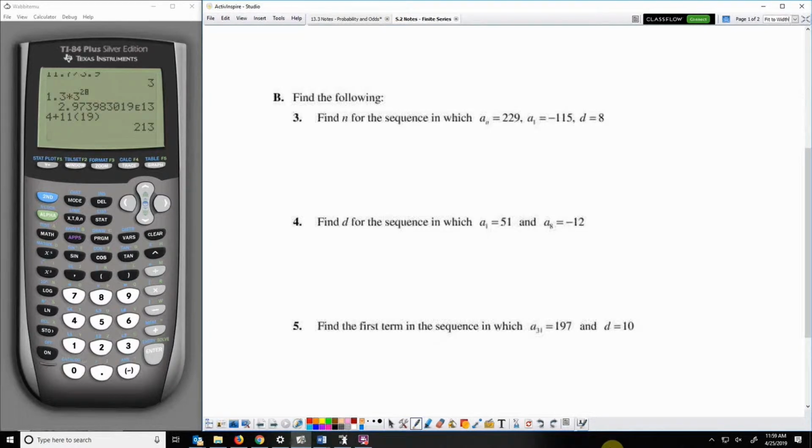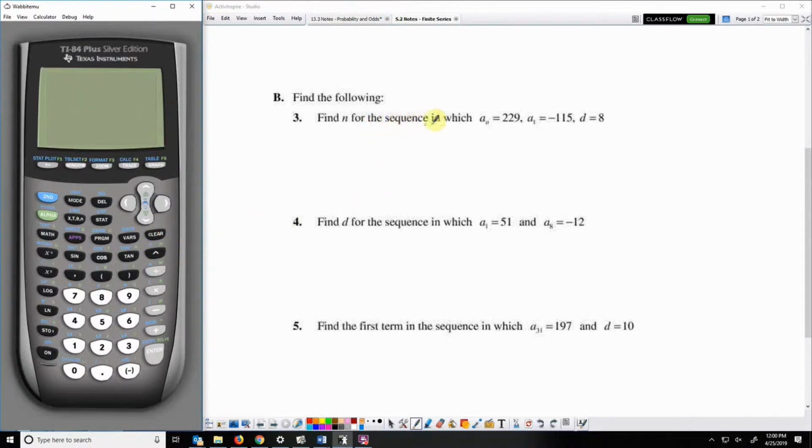We are going to talk about a finite series. But first, we're going to use some of the formulas for finding terms in sequences. We're going to use the formula for an arithmetic and a geometric sequence. And then we'll get into how to use that in a series.